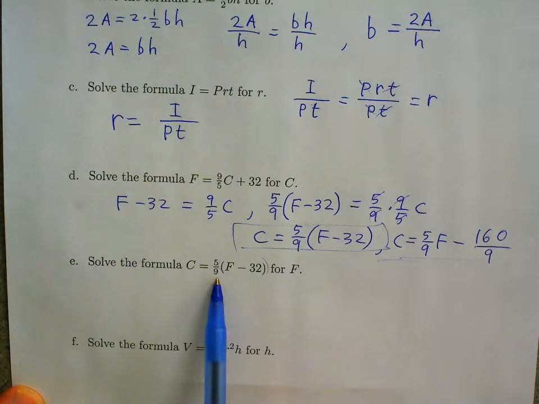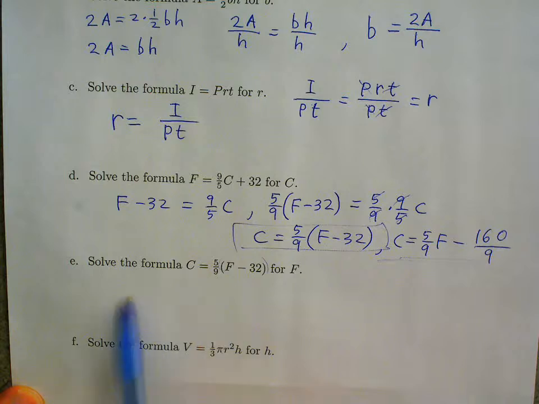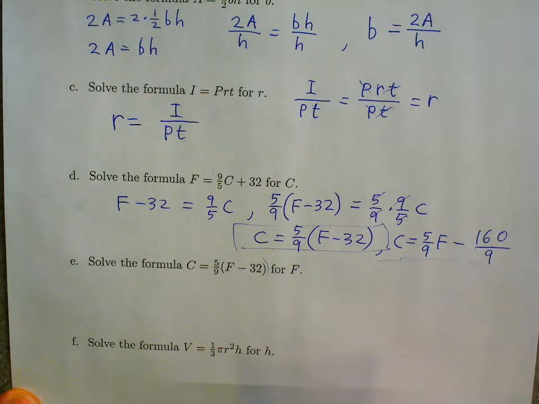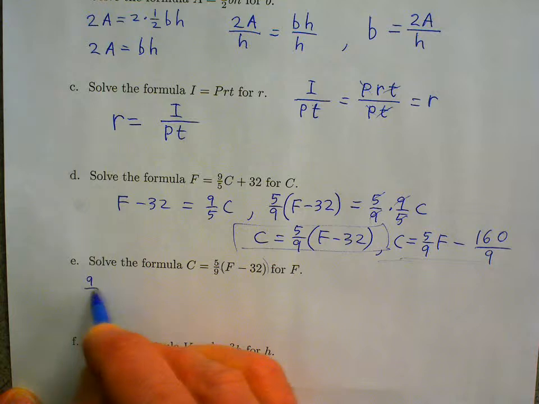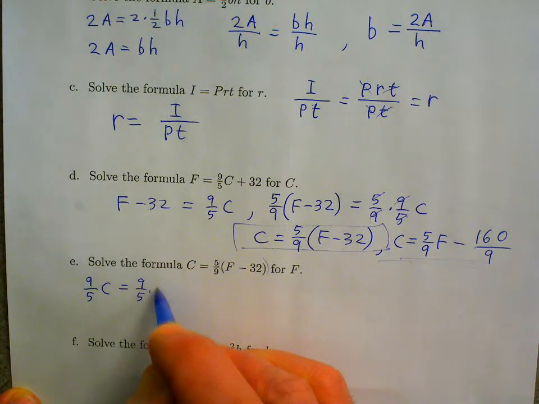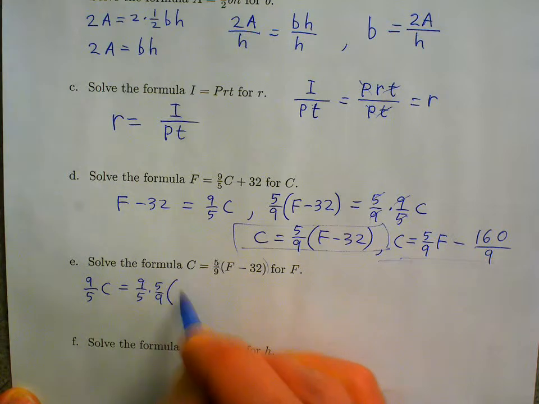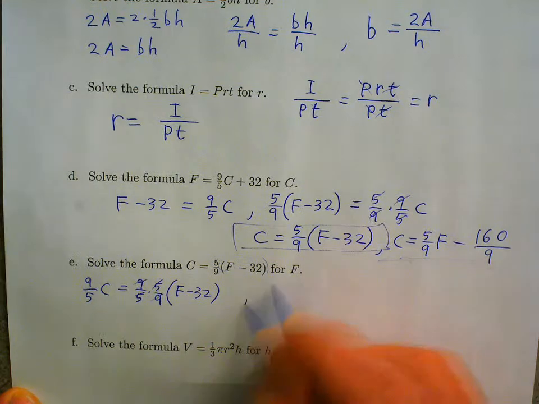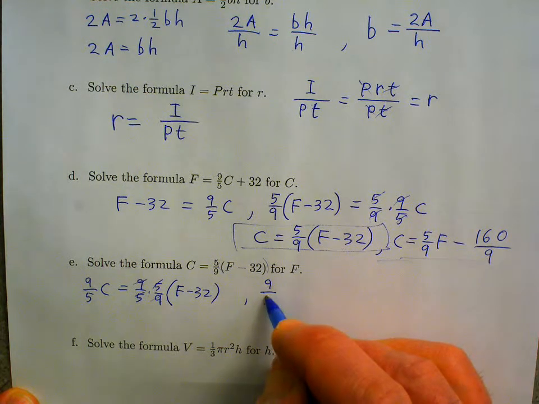So the first thing to do, I think the easiest first step, is just to multiply both sides by the reciprocal of 5/9. So in other words, multiply both sides by 9/5. So we have 9/5 times C equals 9/5 times 5/9 times the quantity F minus 32. But as we already know, 9 over 5 times 5 over 9 is 1. So we can rewrite this as 9/5 times C.